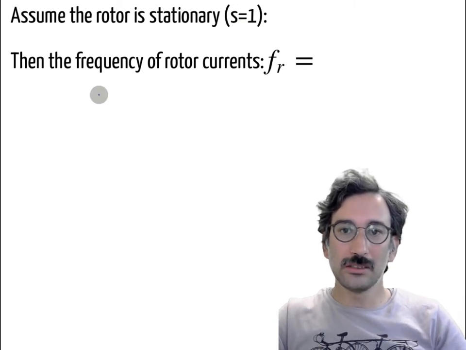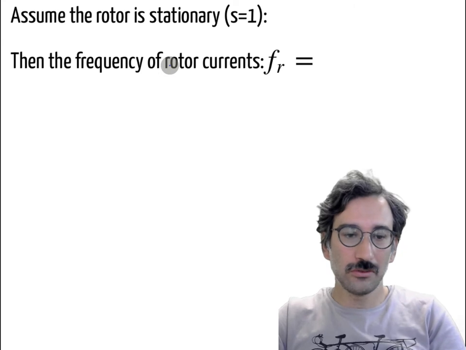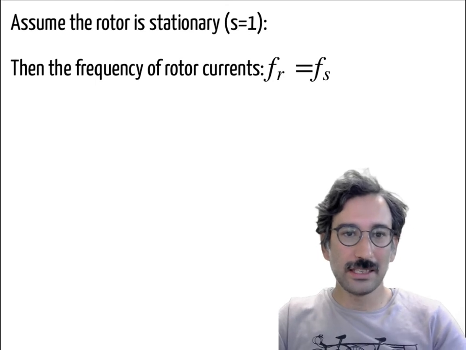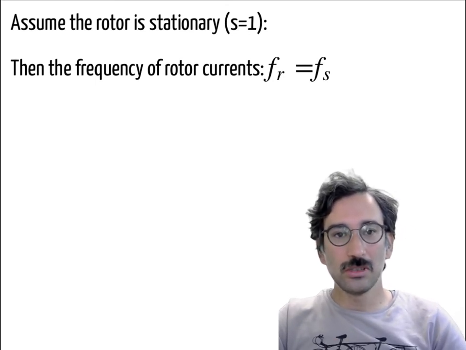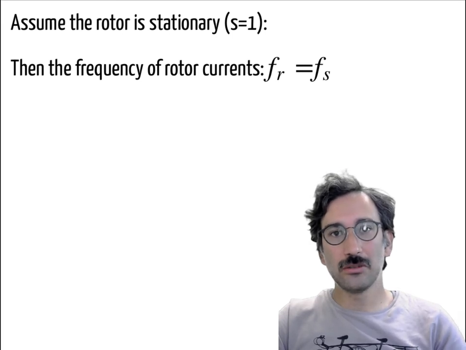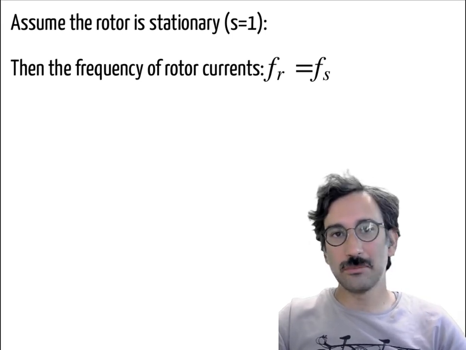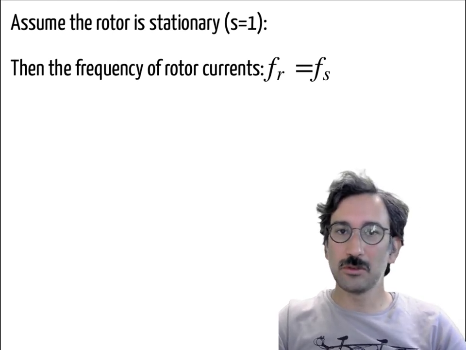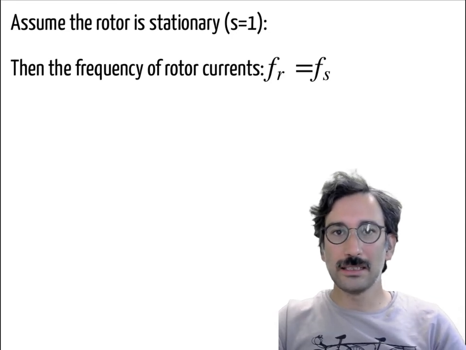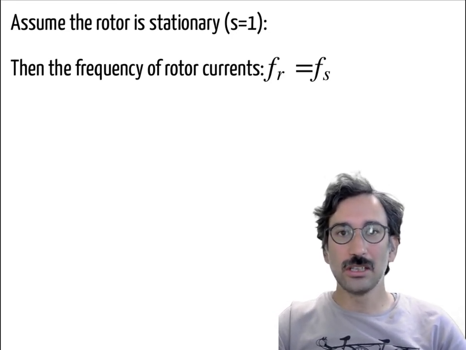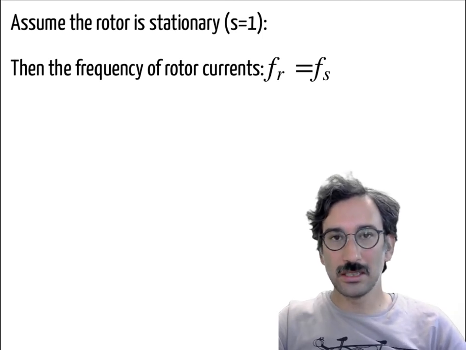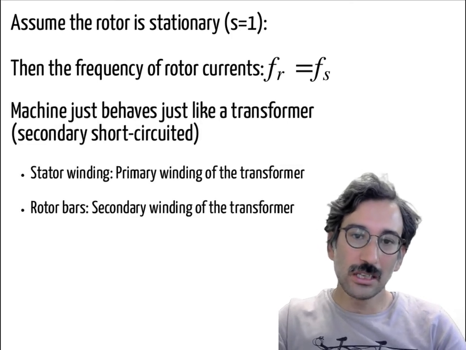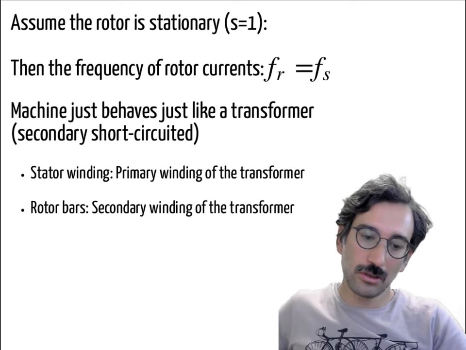When the rotor is not rotating, the frequency in the rotor bars can be written as S times Fs, and when S is equal to 1, the rotor bar frequency is equal to the stator frequency. So if you have, for example, a 50 Hertz induction machine, and you lock the rotor, the rotor bar current frequency will also be 50 Hertz.